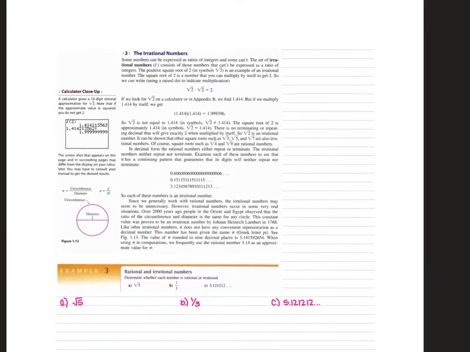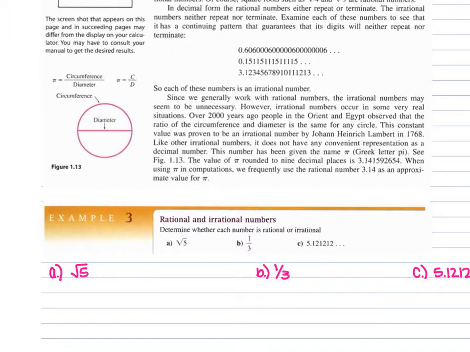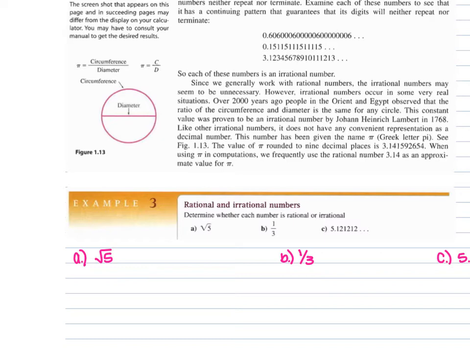For our next part, we have irrational numbers. Irrational numbers are those numbers that cannot be represented as a fraction or a decimal. So when we look at these, any radical or square root, cube root, anything that cannot be simplified is an irrational number. With these, for example, A, we have the square root of 5. You cannot simplify the square root of 5, so that is irrational.